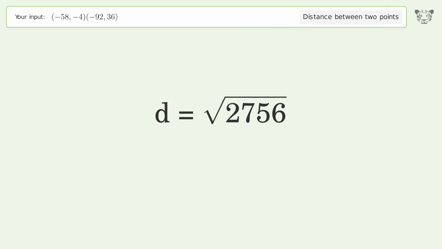And so the distance between the 2 points is the square root of 2,756, or 52.498.